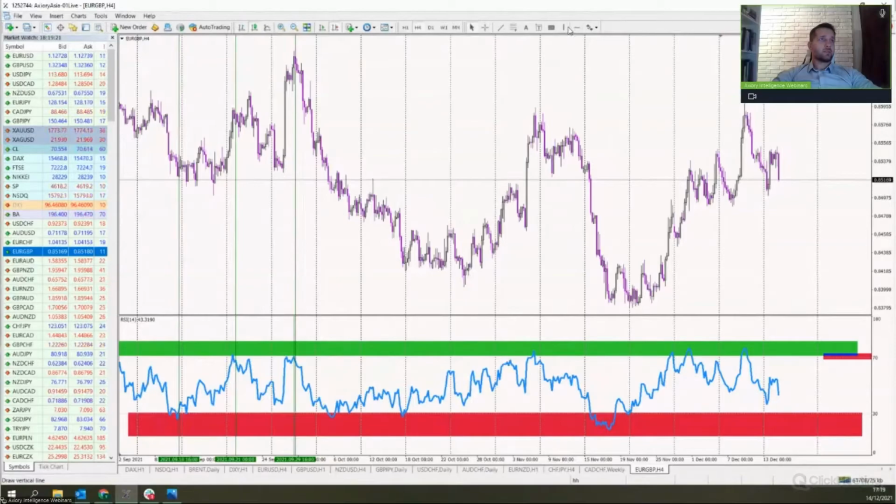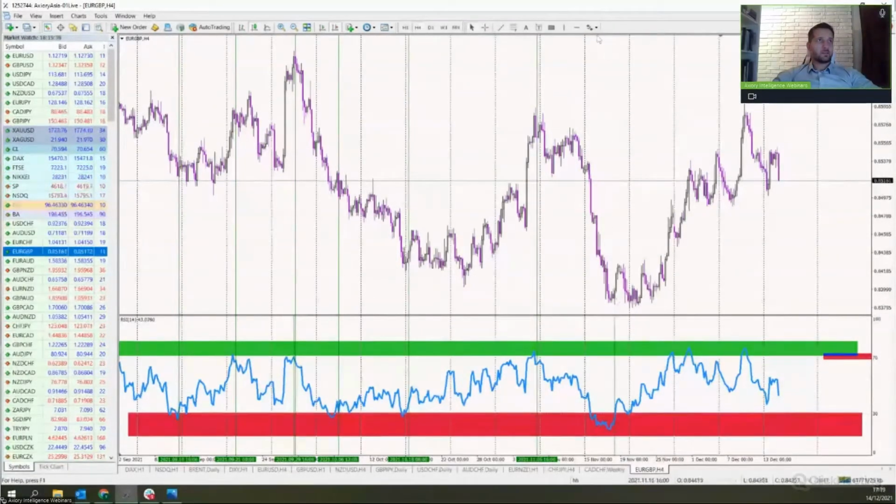Okay, it doesn't have to be precise. We are just checking something. Here is a buy signal. Here is a buy signal. And here is a sell signal. And here is a buy signal. Here is a buy signal. And here is a sell. And here is a sell. And here is a sell.